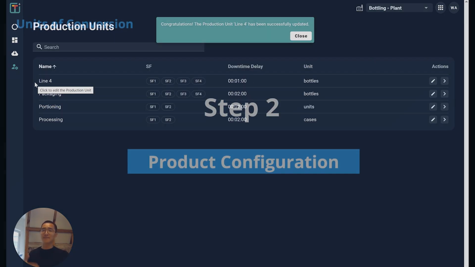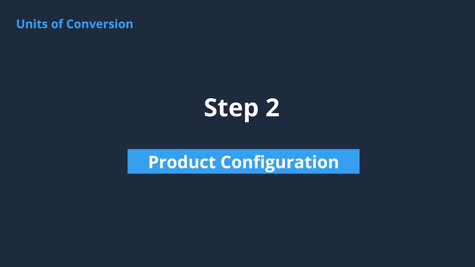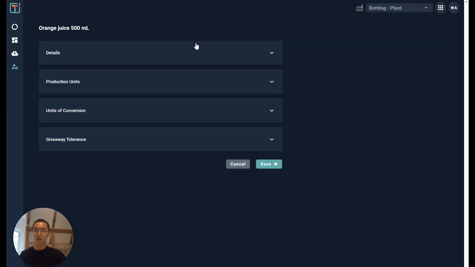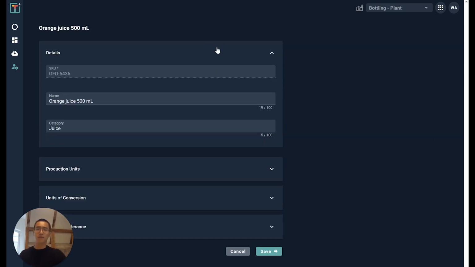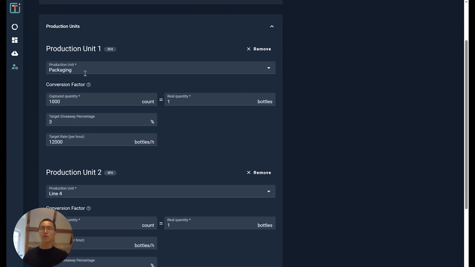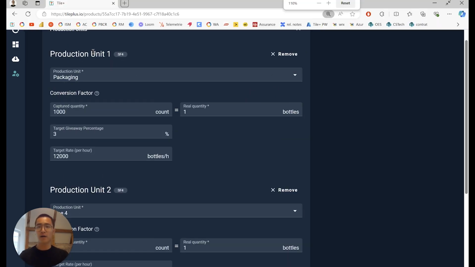As we said, the next step is making sure that the product itself has the correct conversion, as we know that those conversions are going to be product specific, per product and per line actually. So we already have our orange juice product of line 4 that we want to configure. We're going to go in there and see the different sections to configure it. The first section, the details, is the SKU and the description. This should already be done with your product. The next one that we're going to validate is the production unit.